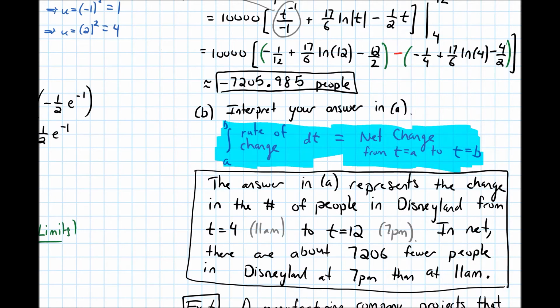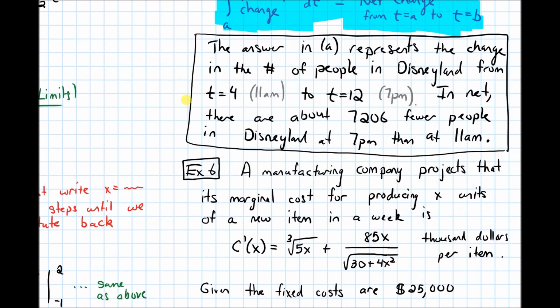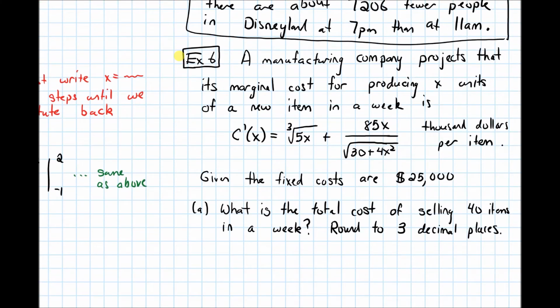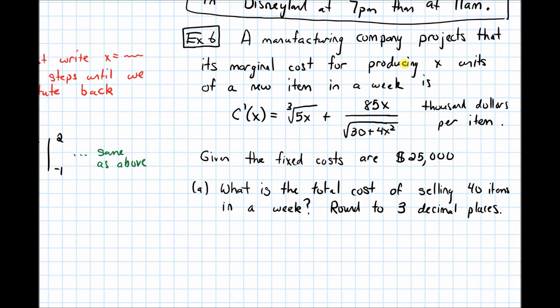So let's look at another example. Example 6 this time. A company projects that its marginal cost for producing x units of a new item in a week is given by this function, C prime of x equals this thing, $1,000 per item. Given the fixed costs are $25,000, part A is asking, what is the total cost of selling 40 items in a week? Round our answer to 3 decimal places.